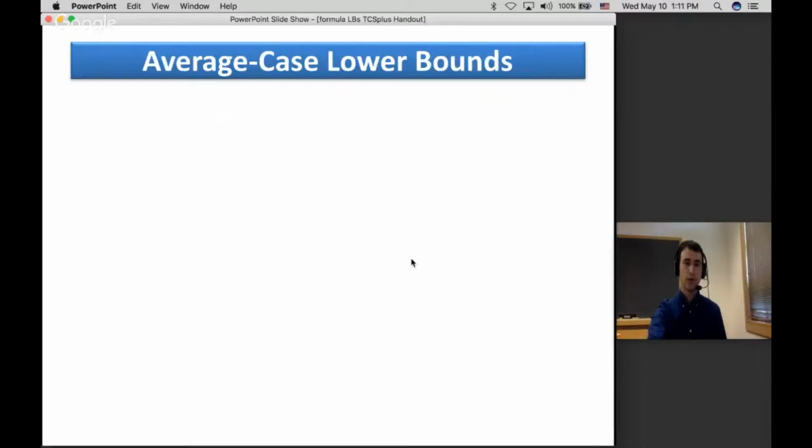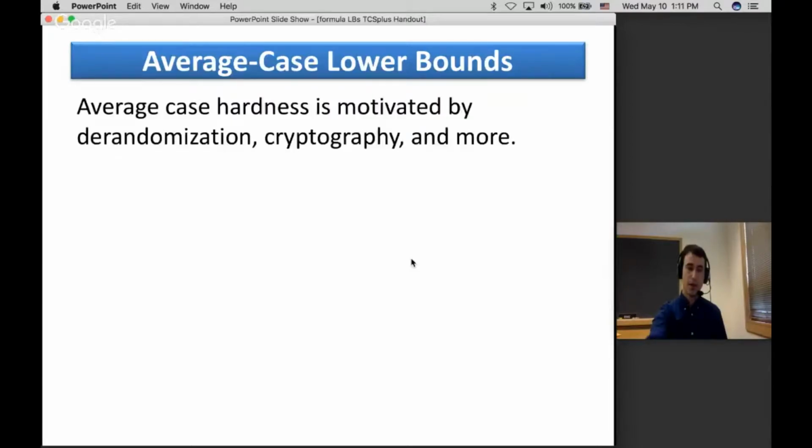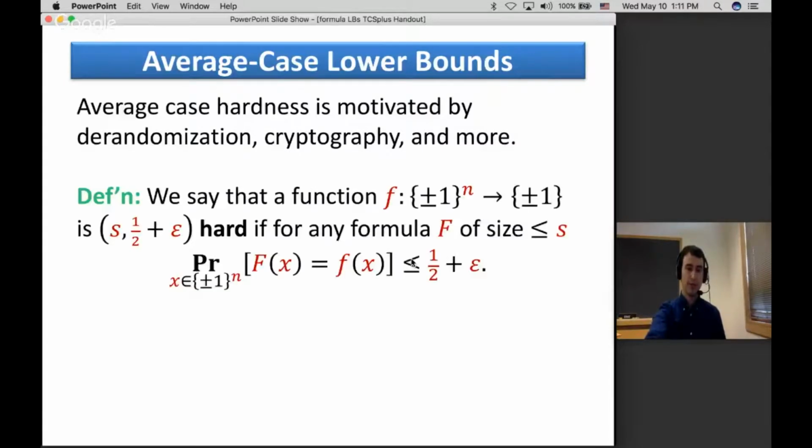But now I want to talk about average case computation. So far we described formulas that compute a function correctly on all inputs. But we may relax this notion and ask the formula to compute the function correctly on most of the inputs, 99% or even 51%. Does this task become easier? Average case lower bounds show that for some tasks, it's even hard to compute the function correctly on 51% of the inputs. And this is really motivated by de-randomization, cryptography, and much more. You can see that in cryptography, for example, you don't want the function to be just hard on the worst case input. You want it to be hard on the typical input. So I will use the following definition, the following notation.